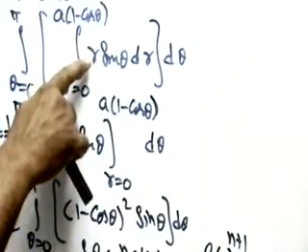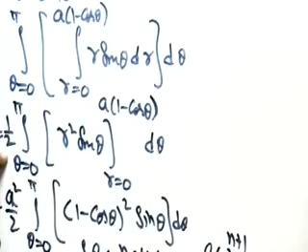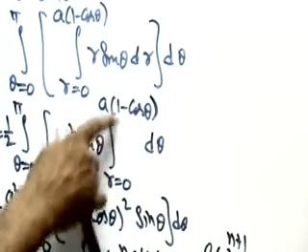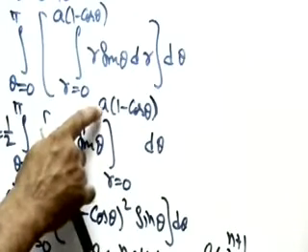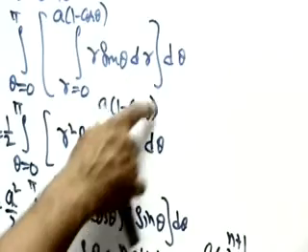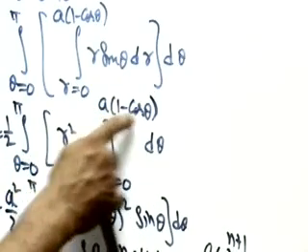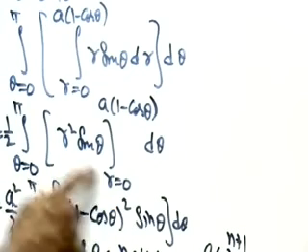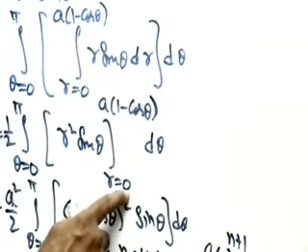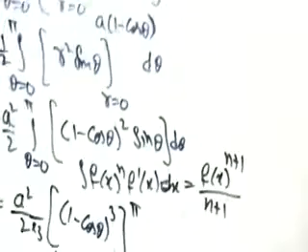Now you see here, let me integrate first with respect to r. The integration of r is r squared by 2. So we have integrated. Now we have to substitute the upper limit minus lower limit. In place of r, if you keep the upper limit, what will be this one? a square into 1 minus cos theta whole square. You can take out a square outside. What is left here? 1 minus cos theta whole square into sin theta. If you keep lower limit r equals 0, this will become 0.